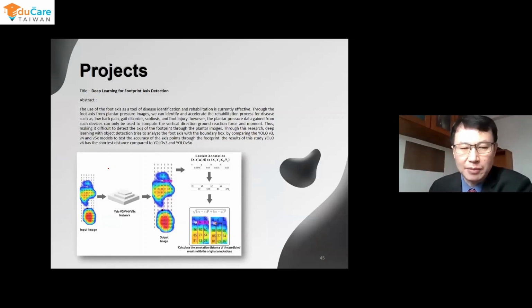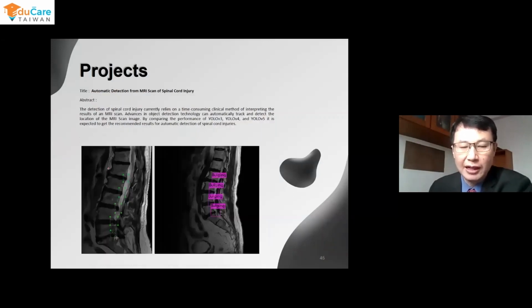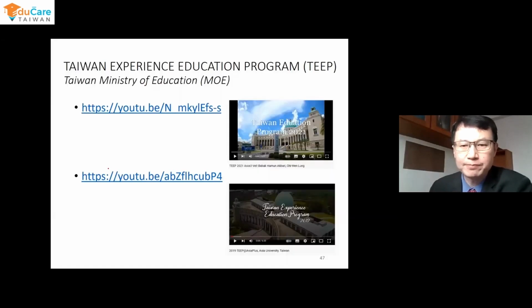We also use deep learning to check the plantar pressure, and also MRI. You know, low back pain depends on the hard disk problem. So we also use, for example, this one, which uses YOLO deep learning to detect the low back pain location.